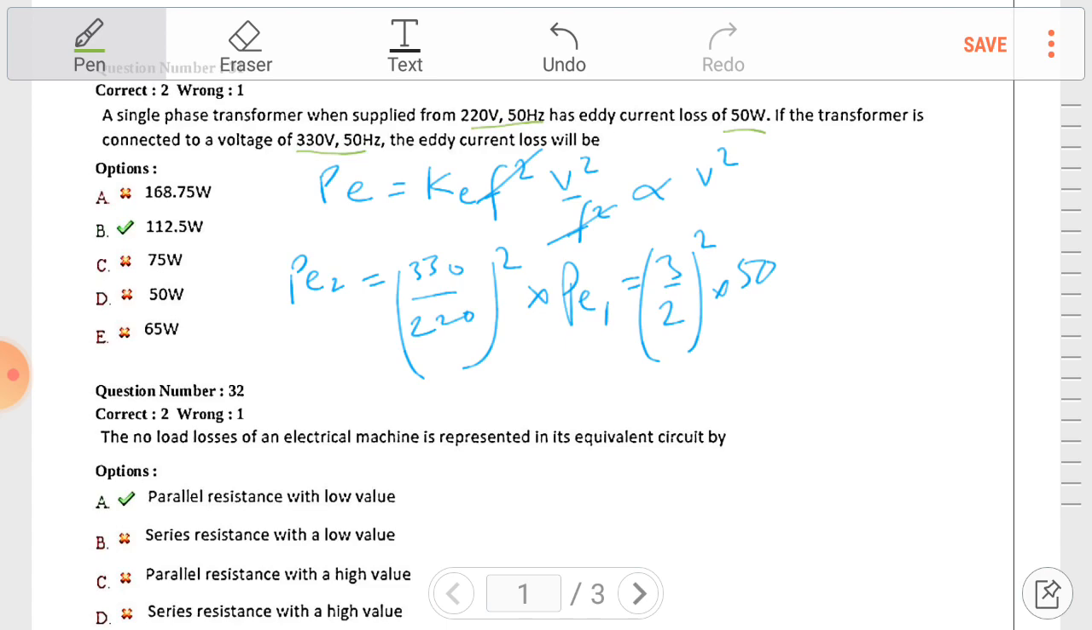So we know the formula Pe equal to Ke f square into (V by f) square, where V by f is Bm, meaning maximum magnetic flux density. So the frequency part is cancelled out. So the eddy current loss is directly proportional to voltage square. The new voltage is 330 and the previous voltage is 220. So the new eddy current loss is proportional to (3 by 2) whole square into 50. So the answer is 112.5 watt.